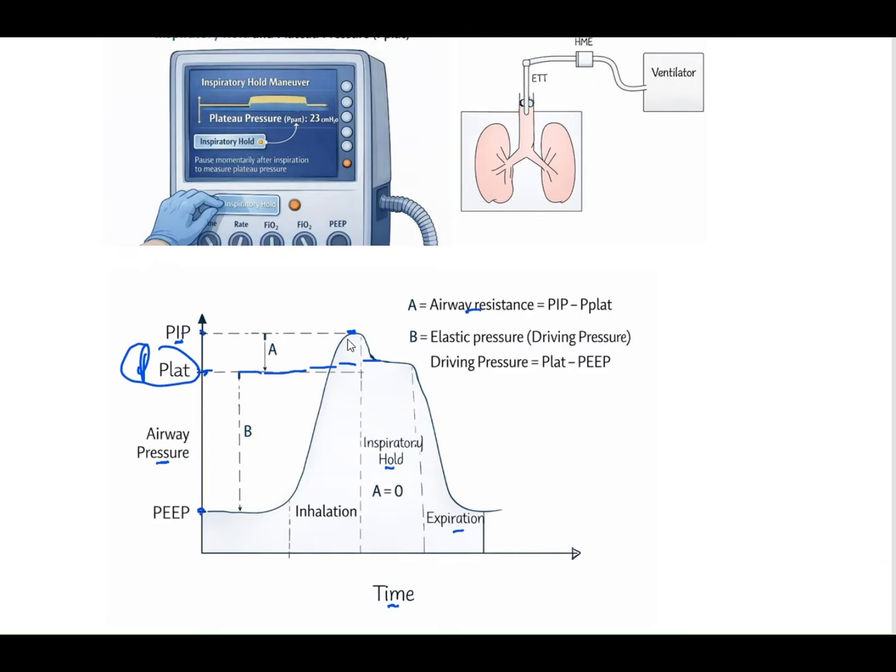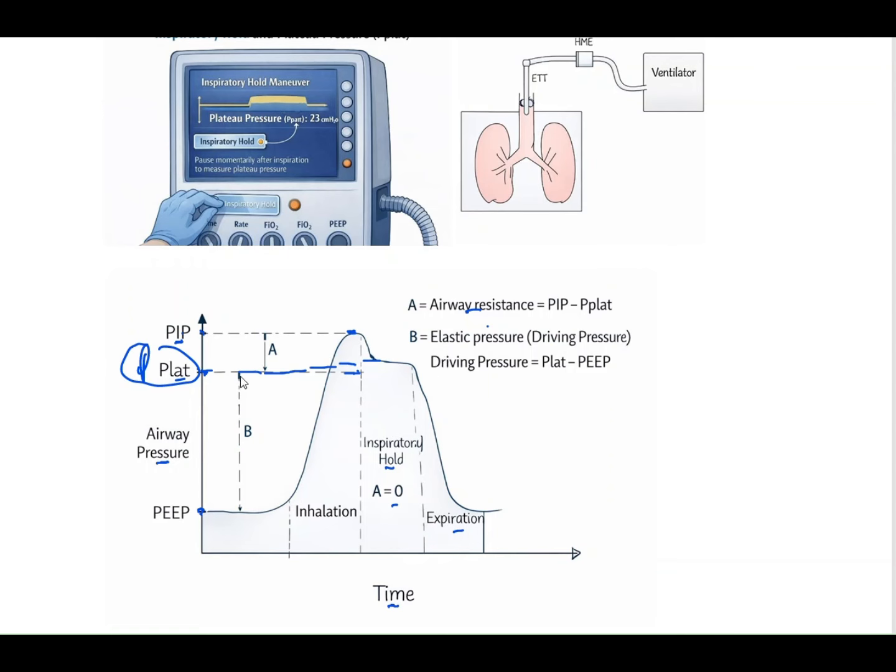So when we do inspiratory hold, during the inspiratory hold, the airway resistance will become 0, because remember, there's no flow. Because there's no flow, that eliminates the airway resistance. So that's where the airway resistance will be 0. The pressure that we have at that point is going to be our plateau, and that will be telling us about the compliance of the lungs. Very good.